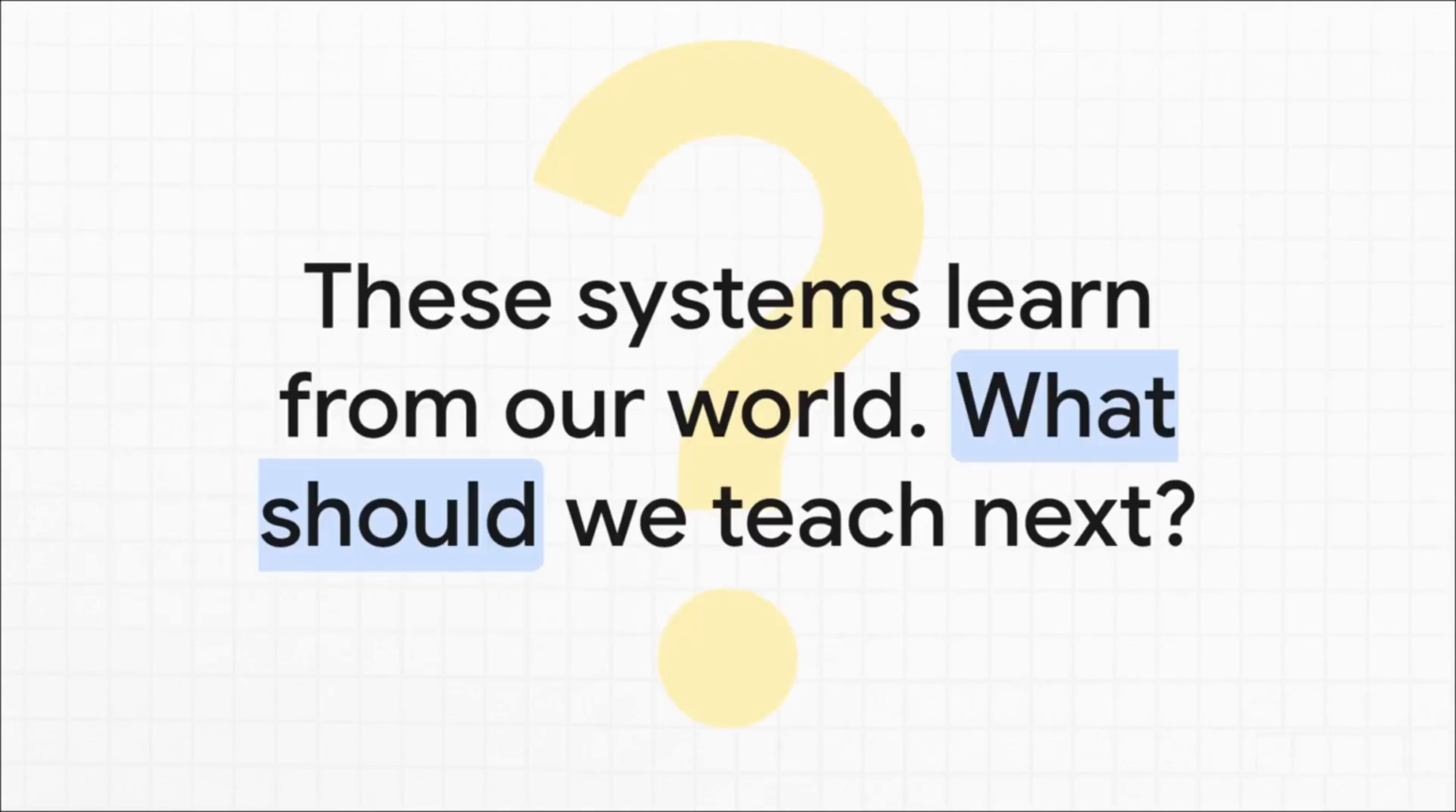So, we've gone from building machines that just follow our rules to building machines that learn their own rules just by watching us. They learn from our data, from our choices, from our behaviors. Which leaves us with one final and pretty huge question. As these systems get smarter and smarter, what exactly should we be teaching them next?